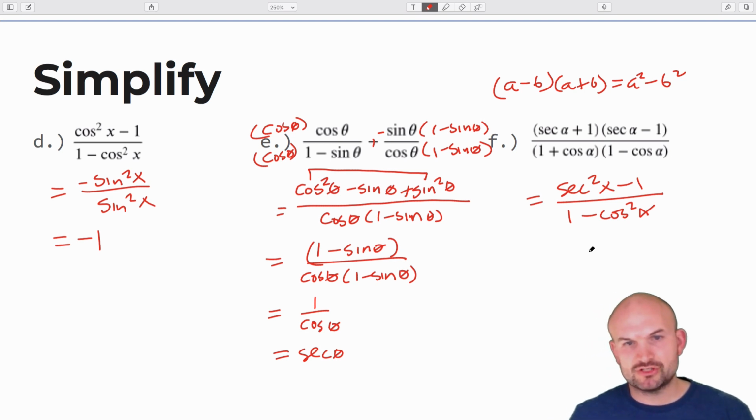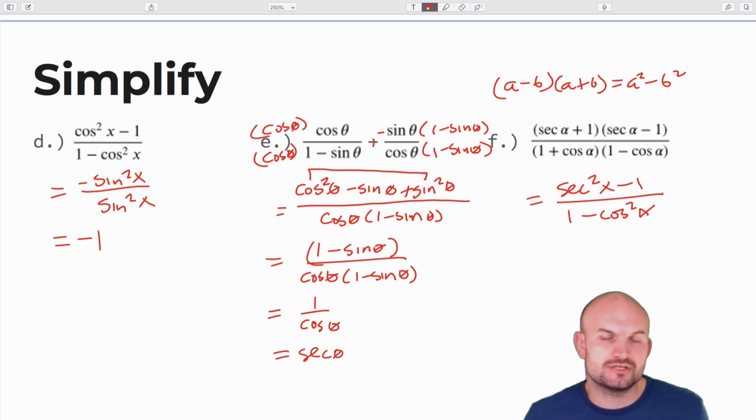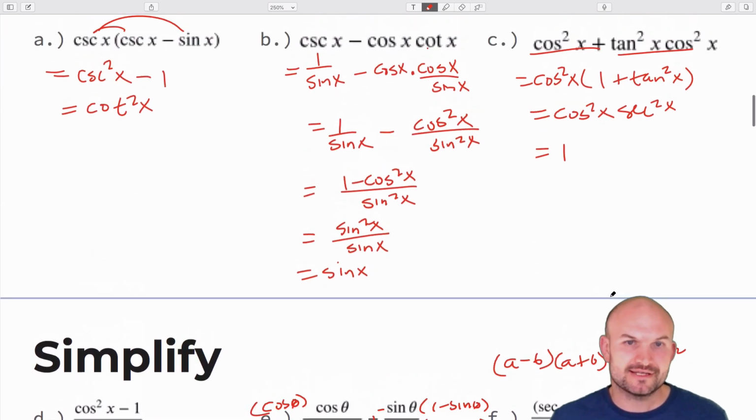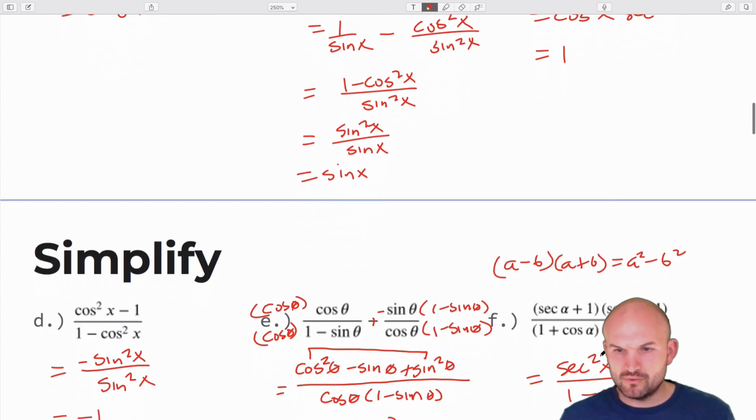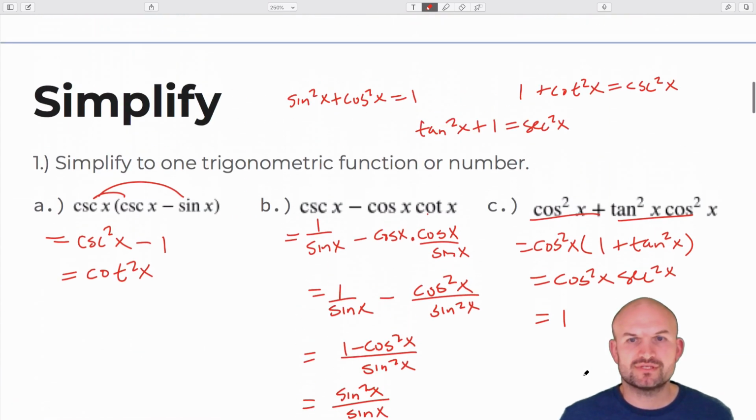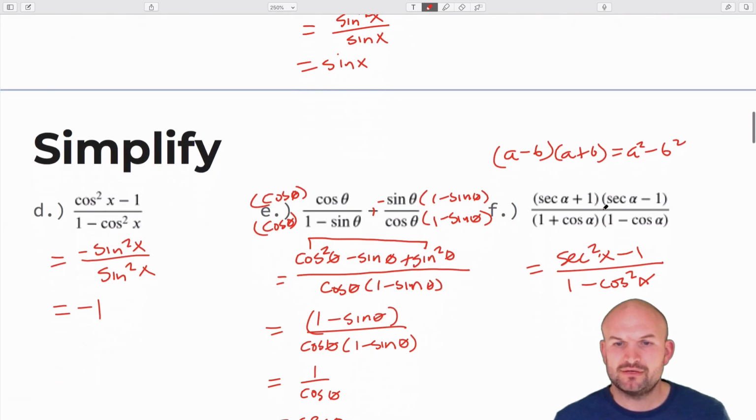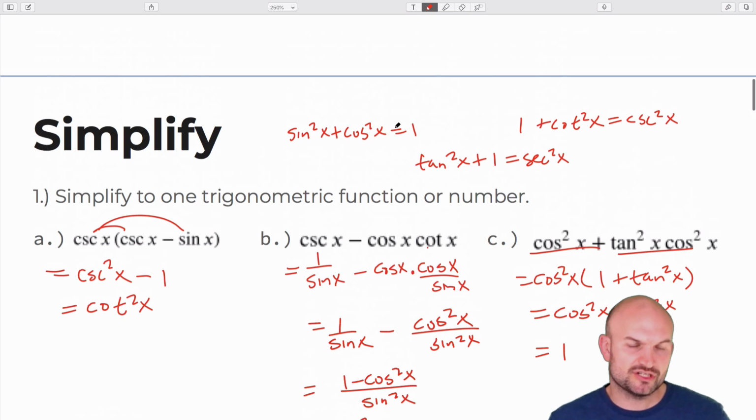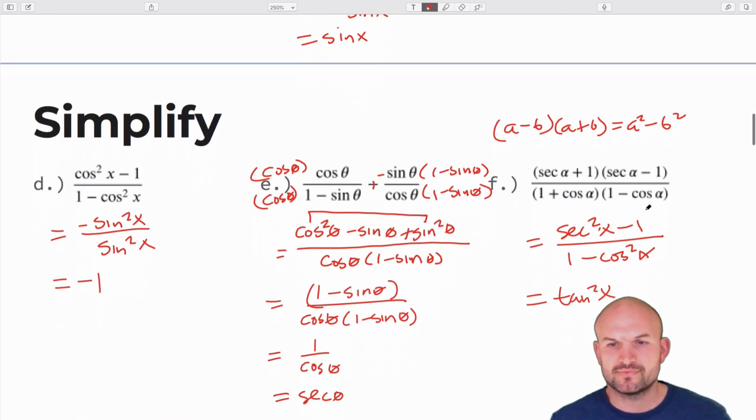And what's really nice about trigonometric functions, when we are using the difference of two squares, they're going to produce these Pythagorean identities. So what we need to look at is, what is secant squared of x minus 1? If I subtract 1, then I have secant squared of x minus 1. So that's just going to be equal to tangent squared. And then 1 minus cosine squared of alpha, if you just subtract the cosine squared of alpha to the other side, that's going to equal sine squared.